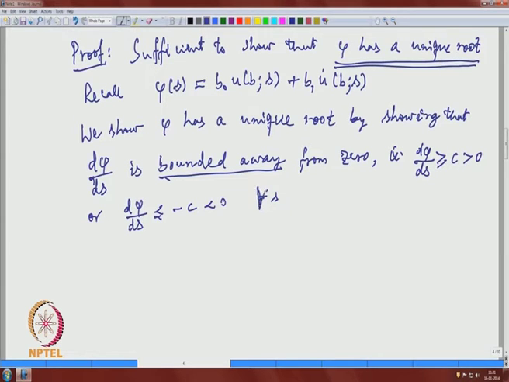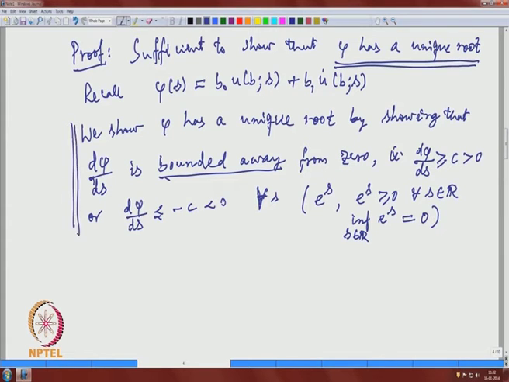Okay. So, just as an example, if you take e to the s, its derivative e to the s is bigger than or equal to 0 for all s in R, but it is not bounded away from 0. Okay. So, infimum of e to the s in R is 0. Okay. So, e to the s is not an example. So, once this is satisfied, you can show that. So, this is a simple calculus lemma.